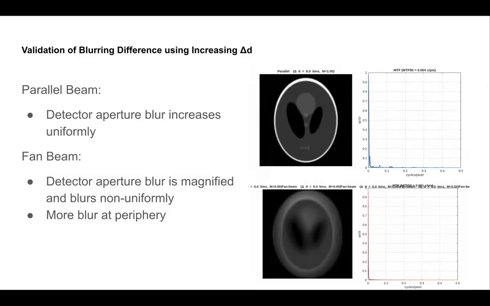The x-axis is spatial frequency, how fine the detail is, and the y-axis is how much of that detail survives the imaging chain. Larger delta D lowers the entire MTF curve, meaning reduced sharpness. In parallel beam CT, the reduction is uniform. In fan beam CT, the change in magnification makes that reduction non-uniform. So magnification variation modulates detector blur, uniformly for parallel beams, but non-uniformly for fan beams.